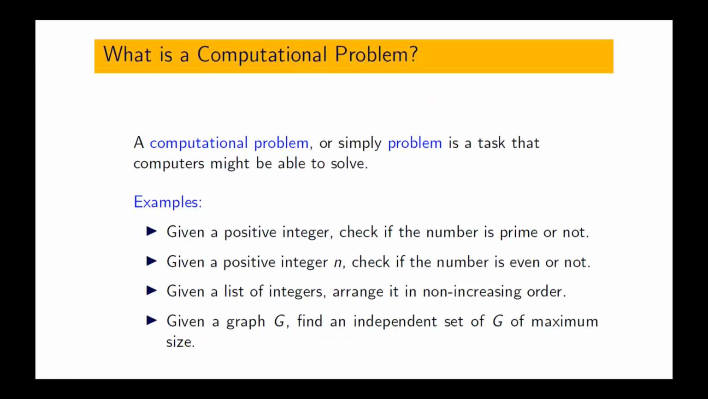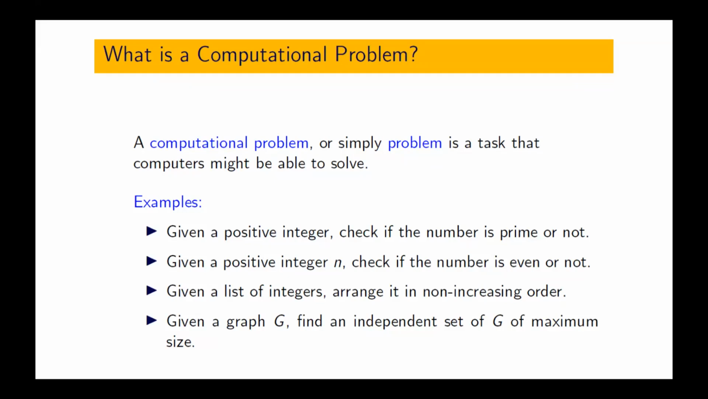Now these are some examples. Given a positive integer, determining whether it is prime or not. Is it a computational problem or not? That's a computational problem. Similarly, whether a given number is even or odd is also a computational problem. Next is the sorting problem. Given a graph, finding the maximum independent set of that graph is also a computational problem. Given a graph, finding a Hamiltonian cycle of that graph is also a computational problem. Like this, we can give many examples.